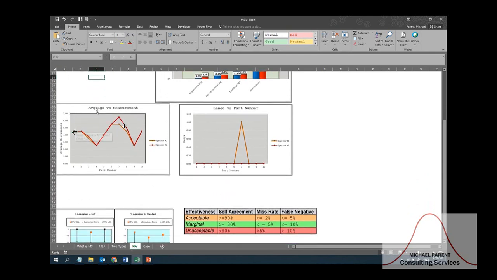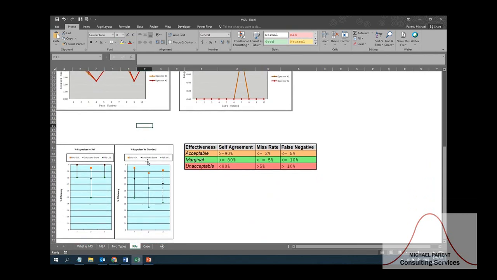We looked at the repeatability here, the average, and reproducibility, right? Are they agreeing with themselves? Are they agreeing with each other? And then over here, are they agreeing with themselves? Then we looked at the attribute R&R, and we used a different kind of litmus test here.